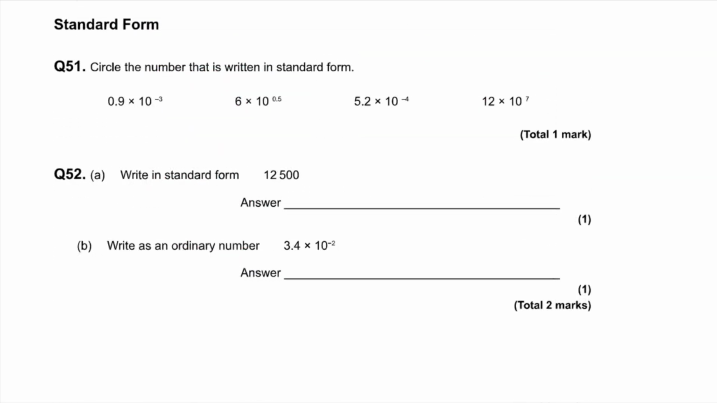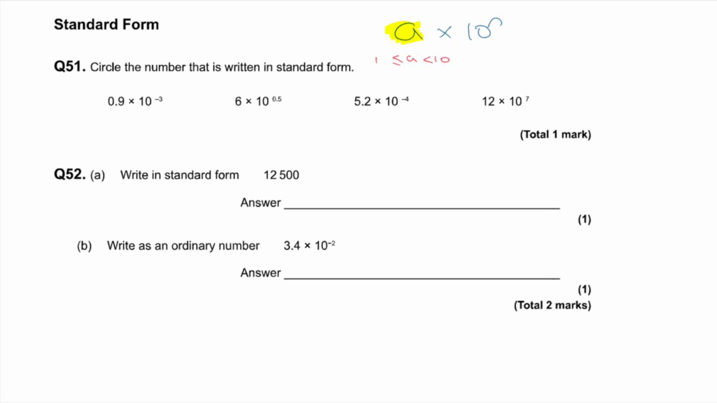Next up, standard form. When you write a number in standard form, it needs to be in the form a times 10 to the n. Now this number a needs to be a number between 1 and 10. So a needs to lie between 1 and 10. It can be equal to 1, but it can't be equal to 10. It's like up to 9.99999 whatever.